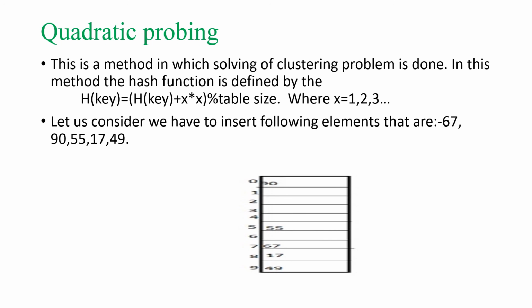Quadratic probing. This is the method by which the clustering problem is solved. In this method, the hash function is defined as h of key value equals h of key plus x times x, modulo table size, where x equals 1, 2, 3 and so on.